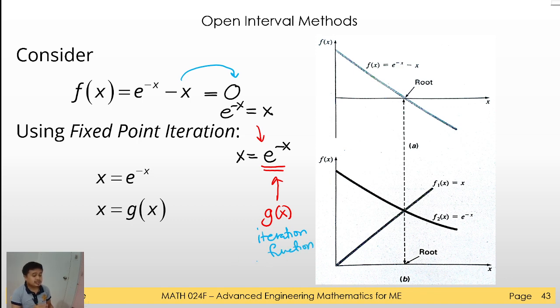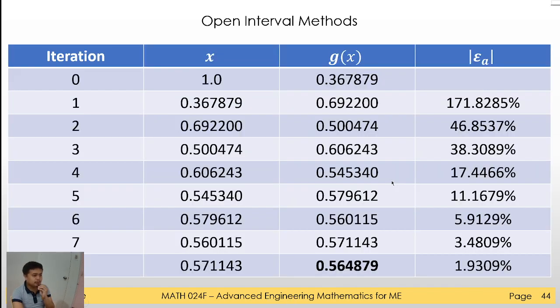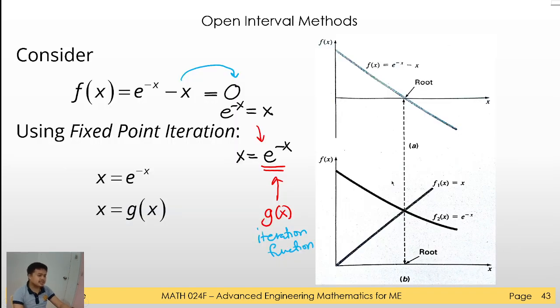So how do we show this graphically? The intersection between these two functions, the function g of x and the function x, is where the root lies. So let's do this example. If we do this example, we will have a tabulation that looks like this. Okay, let's write this down first.